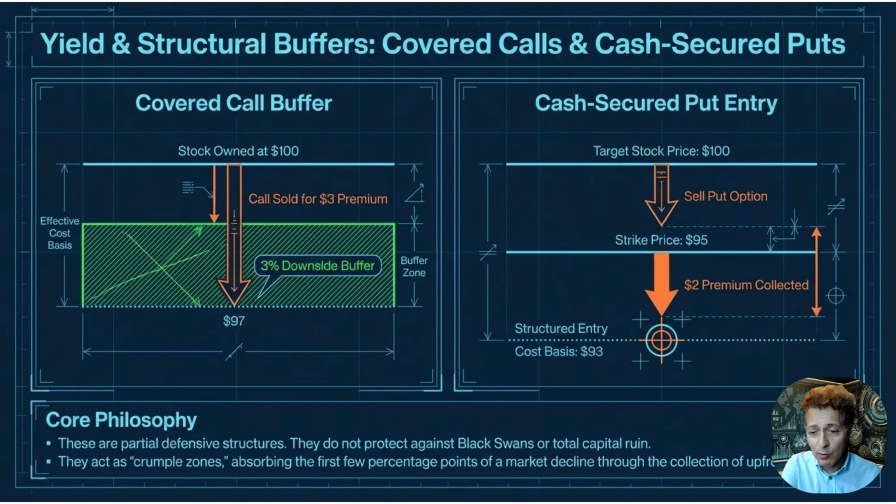With the cash secured put, you don't own the asset yet, but the phenomenon is the same. So if you sell the 95 put, as we can see on the right, and you get paid $2, if the stock is put to you, your real entry cost is 93, which is 95 minus 2, because the premium collected is kept. So in other words, you have created a buffer of $2.